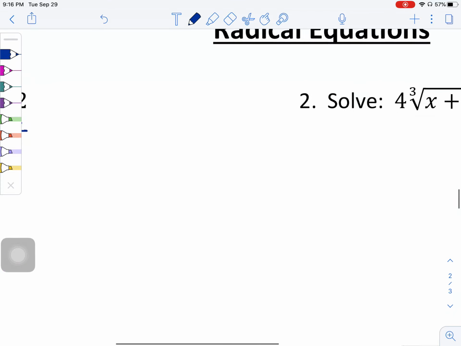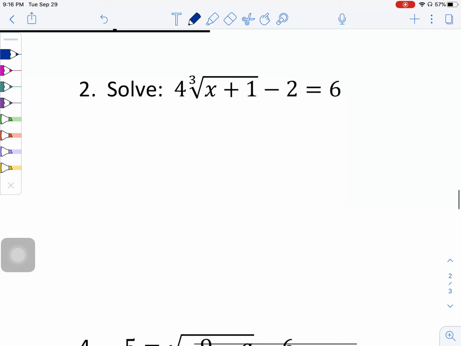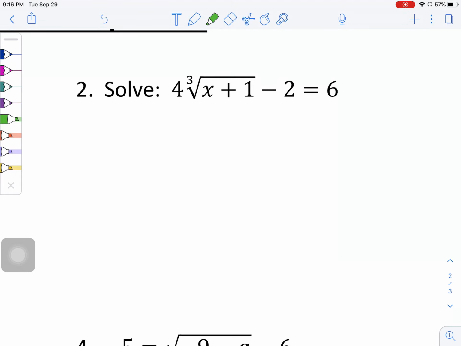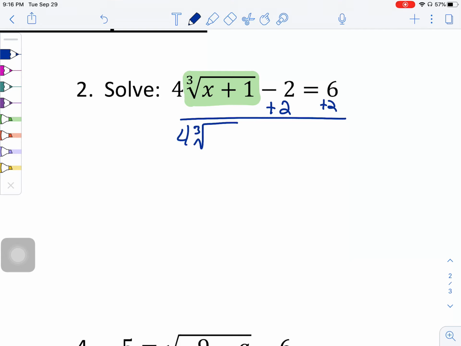Okay, I'm going to slide over to number 2 here. My job is to get this root completely isolated. And so I want to peel away those extra things attached to it. So in this case, I'm going to add 2 to both sides. So 4 times the cube root of x plus 1 is equal to 8. I'm going to divide both sides by 4. So the cube root of x plus 1 is equal to 2.